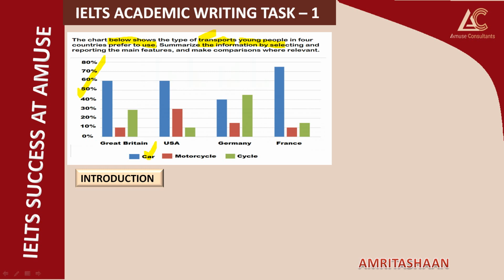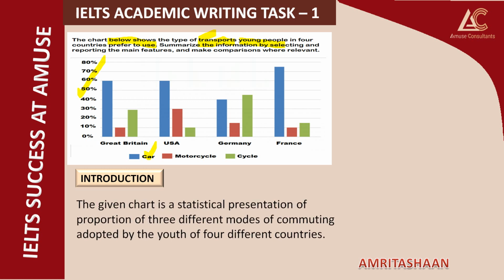This is one way, and another way I am going to give you a sample answer by and by. You can write in this way too. The given chart is a statistical presentation of the proportion of three different modes of commuting adopted by the youth of four different countries. So instead of using the word prefer, instead of using the word transport, I have taken mode of commuting and I have taken the word adopted.